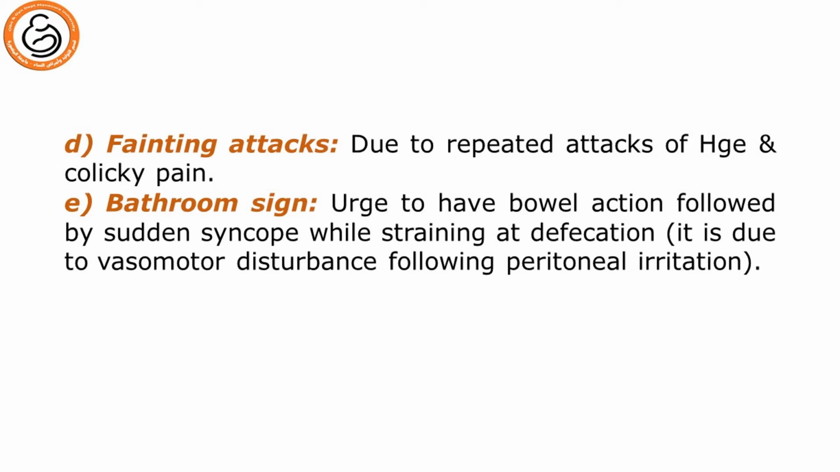Sometimes we have fainting attacks. This is due to repeated attacks of hemorrhage and colicky pain. And we have an important sign, especially in the chronic disturbed type, which is called bathroom sign, where there is urge to have bowel action followed by sudden syncope while straining at defecation. This is due to vasomotor disturbance following peritoneal irritation by the intraperitoneal hemorrhage.